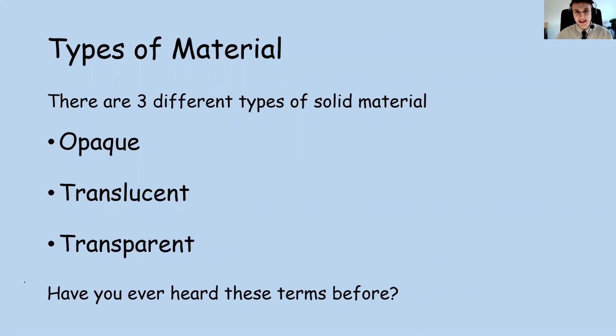To understand shadows, we need to understand different types of solid material. And there's three main types: opaque, translucent, and transparent. You might have heard those words before, and if you did, you might have an idea of what they mean. But we're going to talk about that now. So if you do know, it might be a good idea to quickly pause the video and share with somebody and tell them what you already know. See if you were right.